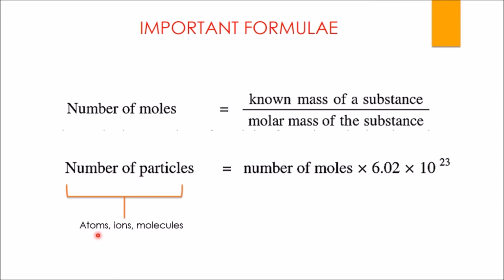So particles can be atoms, ions or molecules. For that you will be needing the number of moles, and you will multiply that with Avogadro's number, which is 6.02 exponent 23. So these two important formulas are for our next numericals that we are going to solve.